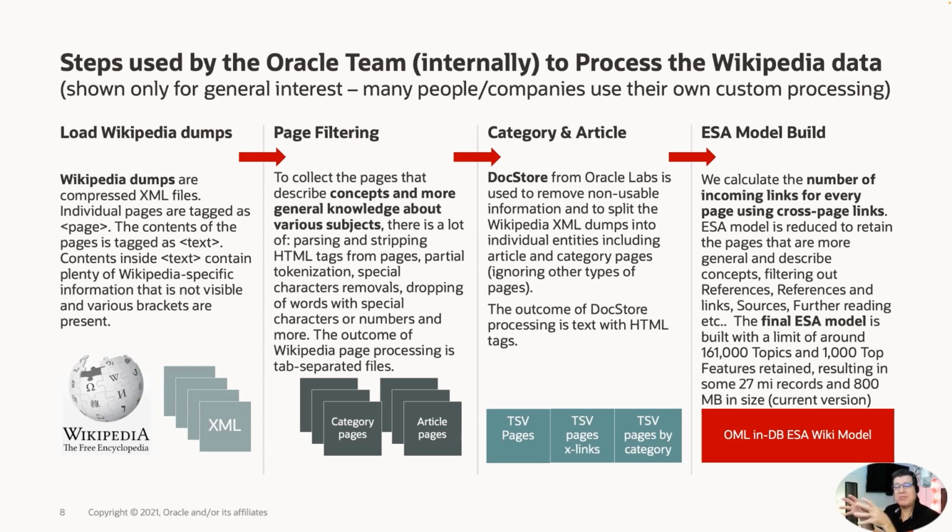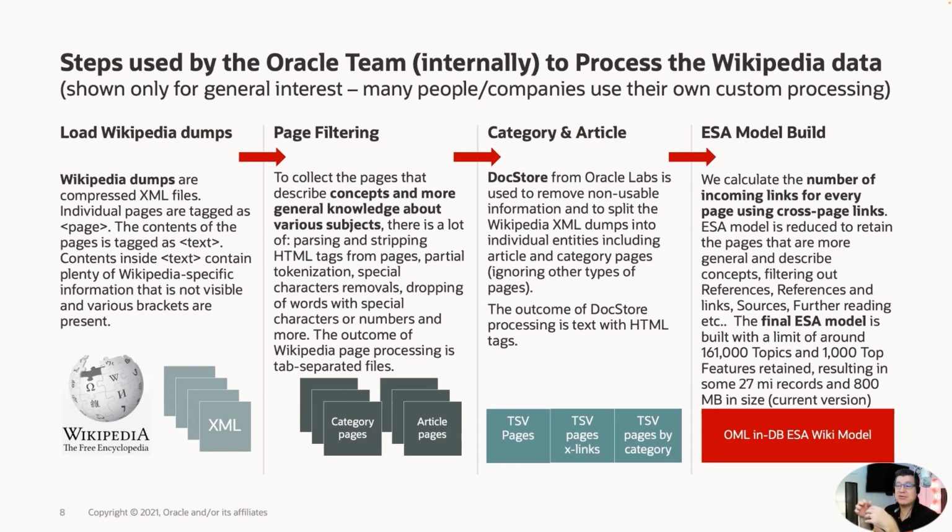So the final model is built, and there are around 161,000 topics. Normally the top 1,000 features are what we export. This is around 27 million records, around 800 megabytes in size. So that is a big model. And what we do with that model is we allow people to use it. We share it with you for free.